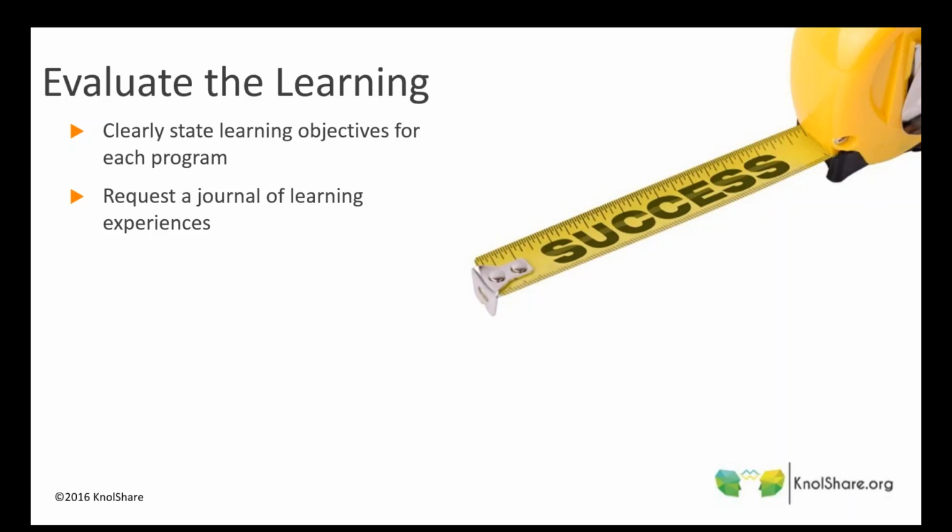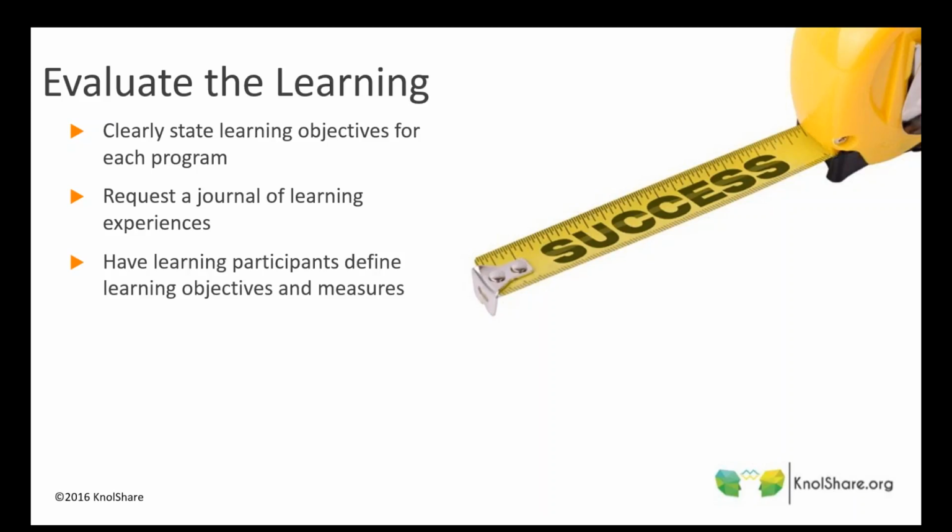We want to make sure that people are engaged. So we said, hey, provide a journal of the learning experiences. You know, you could get that in a blog. We could get that as people just taking the time to share what they learned. Sometimes you could even get the participants to participate and define some of the learning objectives and how to measure it. That's a great thing to make sure that people take ownership of what's going on.